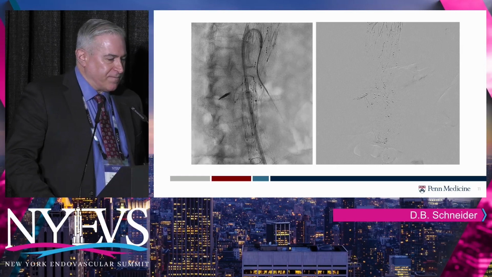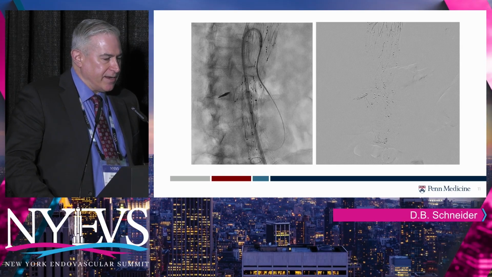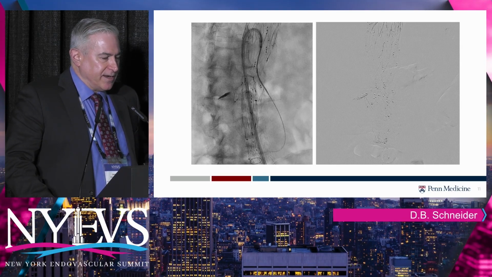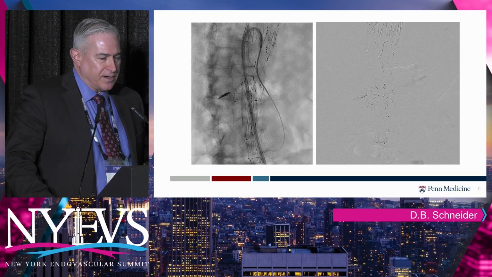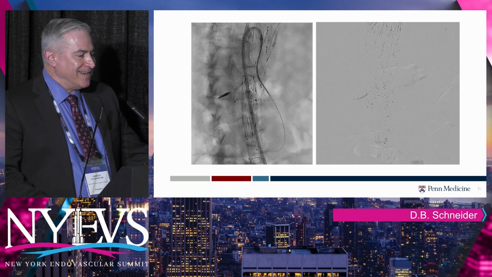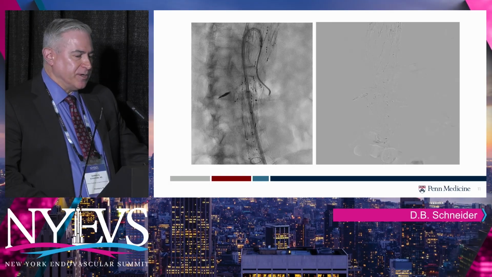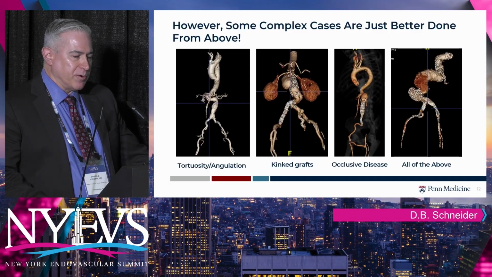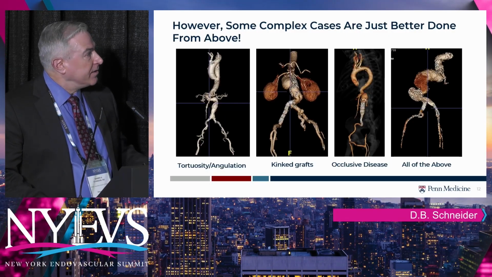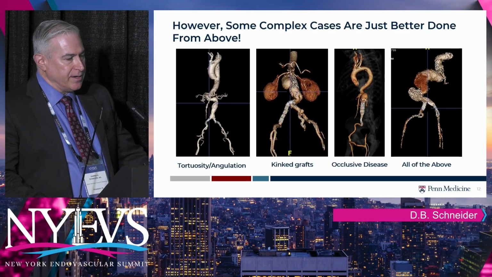You can see we've got the 12 French DrySeal, the TourGuide going through that. There's the Berenstein getting into, in this case, the target superior mesenteric artery. We then telescope the 6 French sheath over the Berenstein so we can do angiography to mark where we want to land the stent, and then you saw the completed angio run there.